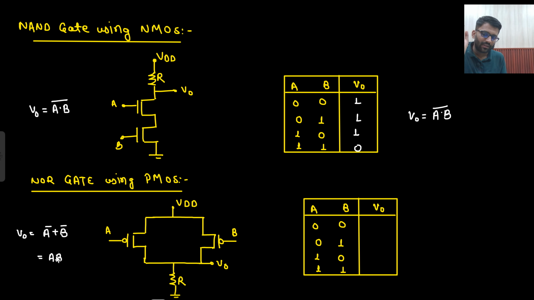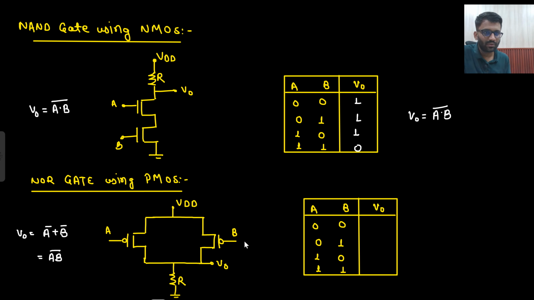So what am I getting? A bar plus B bar, they are not connected to ground, they are connected to VDD. So not any bar there. A dot B, since they are in series, so A dot B, but they are connected to ground, so a bar would be there. Or let's solve by this method.